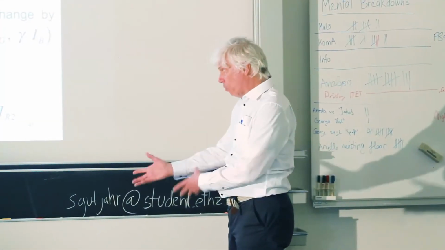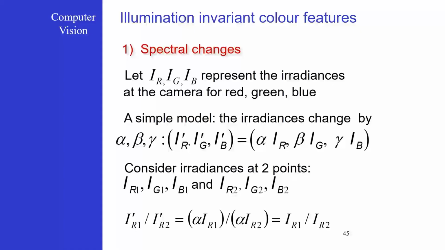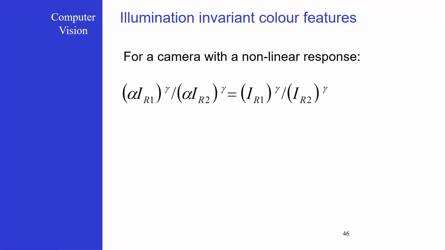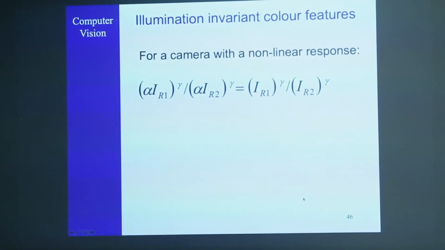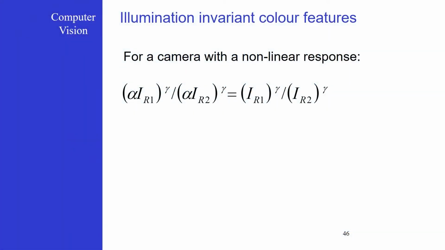The price we pay, of course, is that we now have to use these 2 different points. And by the way, if you have a gamma different from 1, that doesn't matter much, the same story. So if you have a gamma value for your camera that is not nicely 1, as most modern cameras almost have, then the whole thing would still be valid.